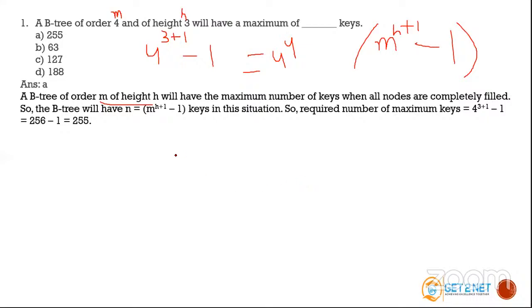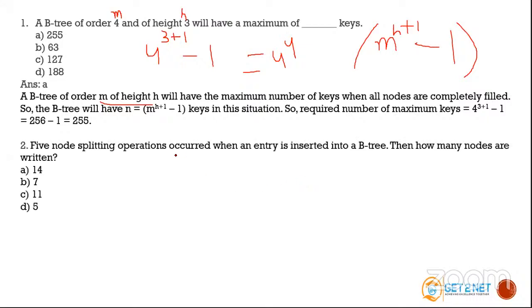Okay, fine. Next query: 5 node splitting operations occurred when an entry is inserted into a B tree. Then how many nodes are there? It's saying that if 5 splits happen, how many nodes are there in the tree? We are splitting the value, right? So when we split it 5 times, how many nodes will be there in the tree?